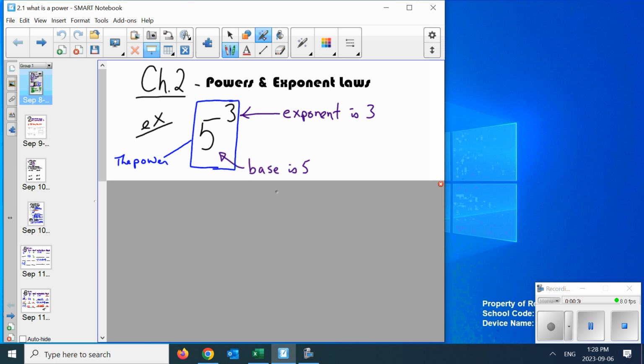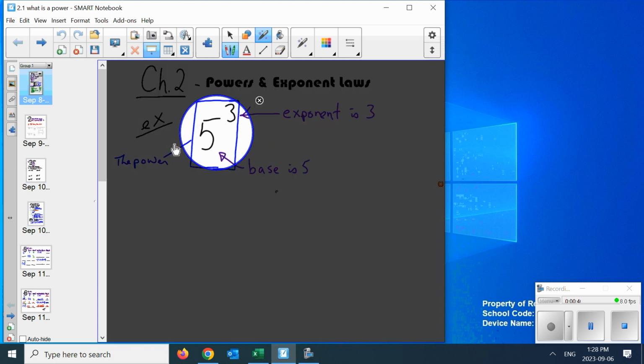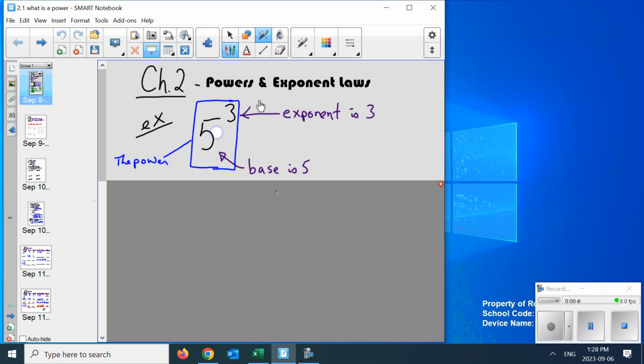These are the parts. Grade 8 and stuff. Do you guys do things with exponents every once in a while? We'll do the number at the top. The whole thing is called the power. But that's the power, 5 to the 3. The 3 is the exponent, right? And the base is the 5.